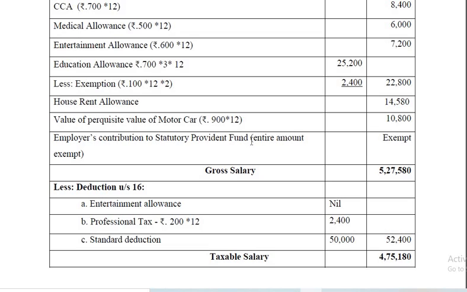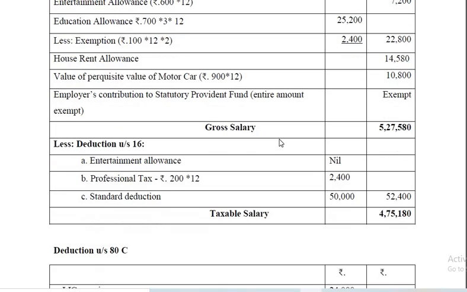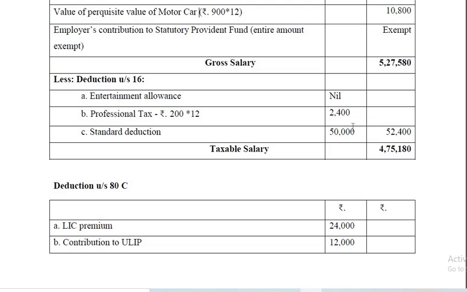Employee's contribution to statutory provident fund. Here, if the contribution is to the statutory provident fund, there is no limit. Whatever the contribution of the employer, that is exempt. So thereby all the items are covered, 5,27,580. Less deduction under section 16, entertainment allowance, nil.